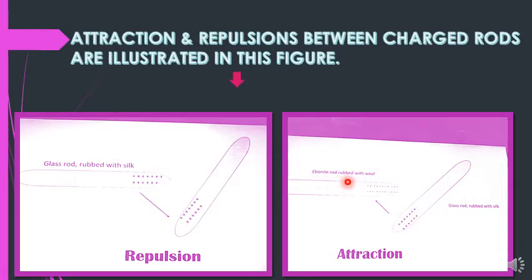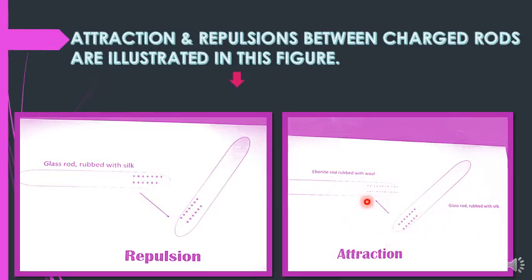Here, ebonite rod rubbed with wool. So, this is an ebonite rod and we can see some negative charges here, in this minus mark. Here, this is a glass rod rubbed with silk. Here, we can see some positive charges. So, ebonite rod to glass rod attracts. So, we can see the attraction in this figure.